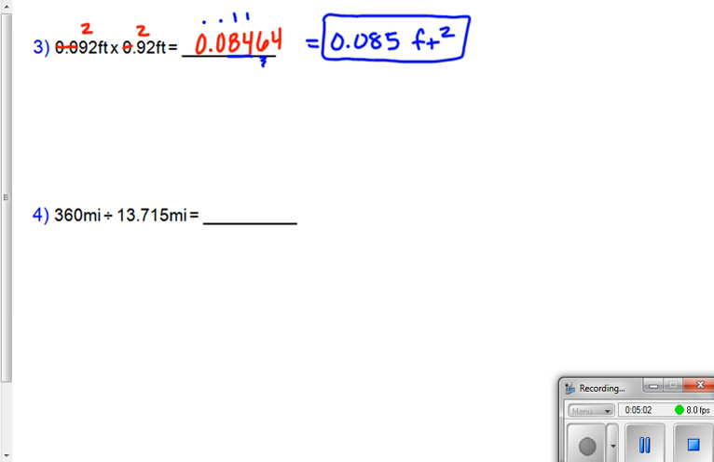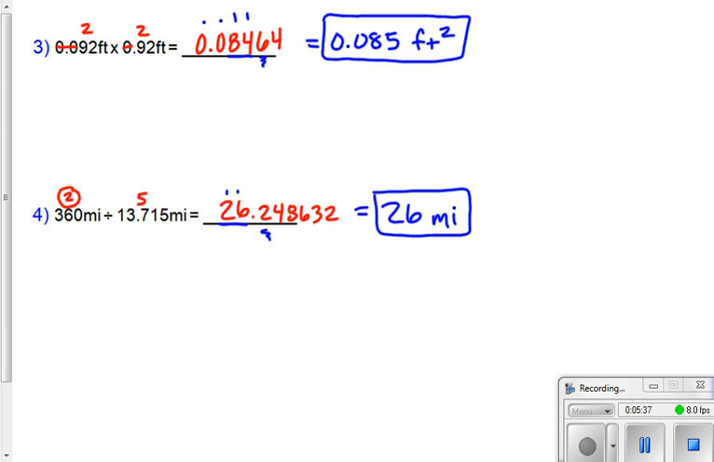Example 4, we're dividing here again. 360 would have 2 significant digits. 13.715 would have 5 significant digits, so we would need to round to 2. So we'll go ahead and do our computation. After we get our computation, we'll go ahead and do our significant digits, and we need 2 of them. Well, the 2 and the 6 would be significant. Look at the number behind. The 2 would round down, so we would have 26 miles here for 2 significant digits.